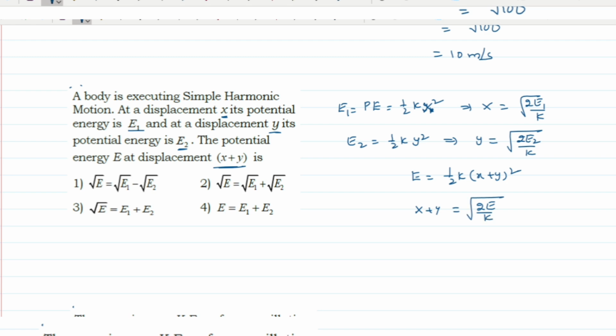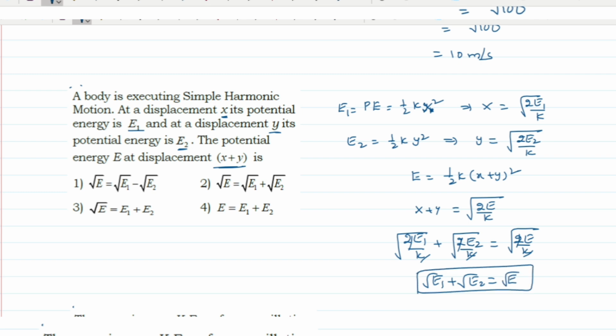X is already the square root of 2E1 by K, plus the square root of 2E2 by K, which is equivalent to the square root of 2E by K. Cancelling 2 by K on both sides and the square root, the remaining values give root E1 plus root E2, which equals root E. So this is the correct answer.